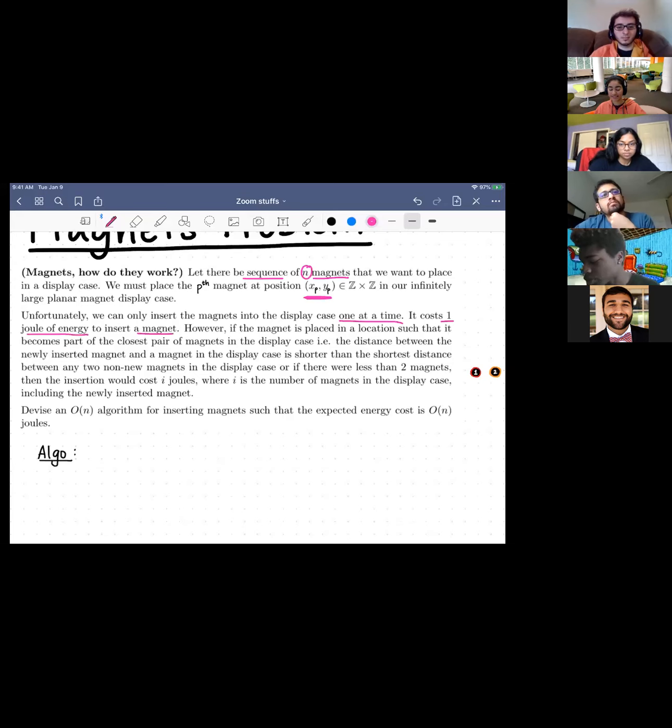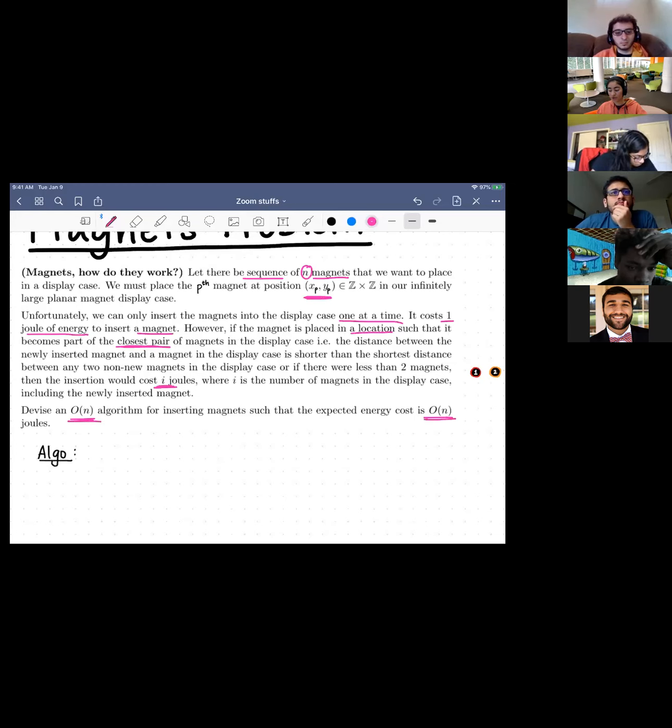It costs 1 joule to insert any magnet, but that's in the regular case. So normally it costs us $1, or 1 joule. I always turn these into dollars in my head. If the magnet happens to be placed in a location such that it becomes part of the closest pair of magnets, then instead of costing 1 joule of energy, it costs I joules of energy, where I is how many magnets are in the display case right now after you place that one down. So we want to come up with an algorithm that takes O of n time and also costs O of n joules. I know that was a lot of reading.